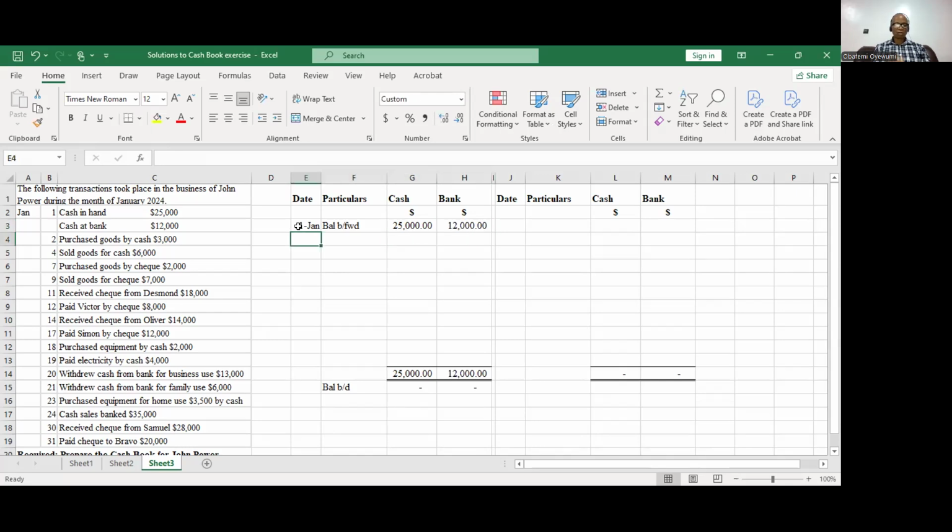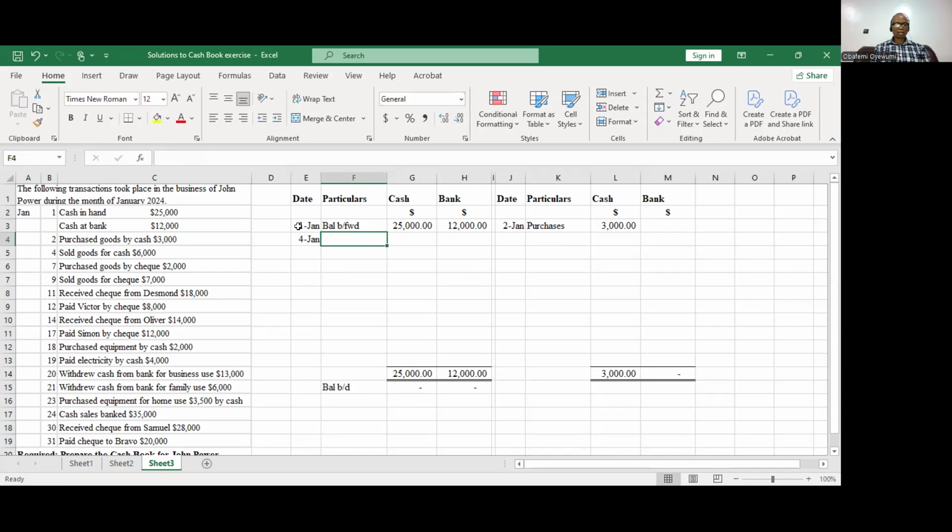Then on the 2nd of January, the first entry that you have there has to do with purchase of goods by cash. So what does that mean? You have purchases recorded as a particular, and you have to record it in the cash column because you bought goods by cash. So you have 3,000 there. So move to the next item.